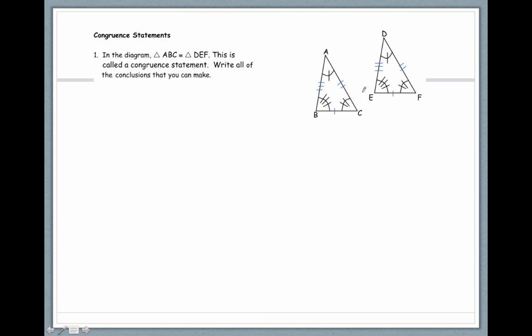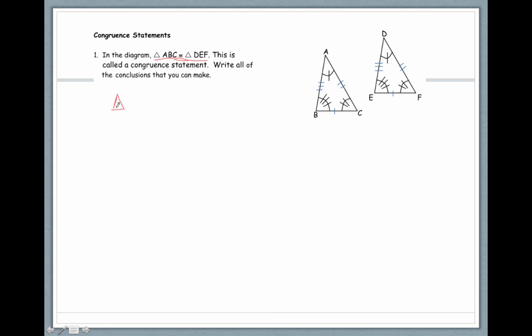So on this one, you can see there's three lines. That means AB and DE are the same length. These two angles are the same because of the single mark. These two angles are the same because of the double marks. These are the same because of the triple marks. This side and this side are equal because of two marks. So there's actually a bunch of different things that we can write, but this is written already actually.